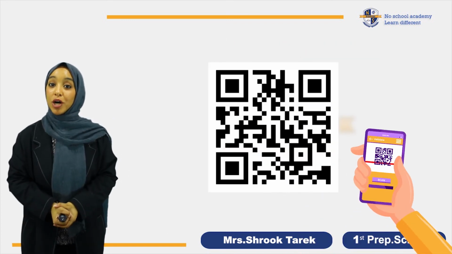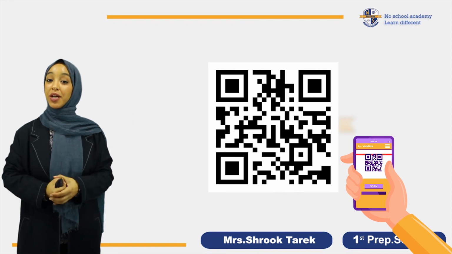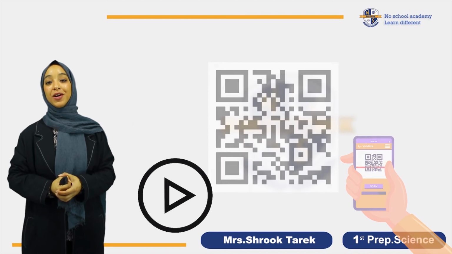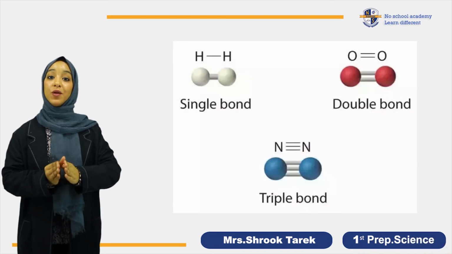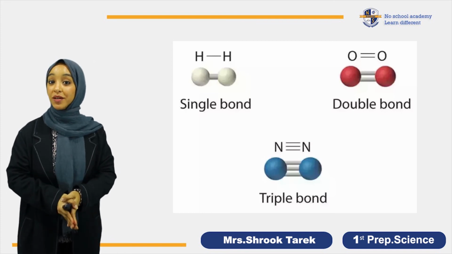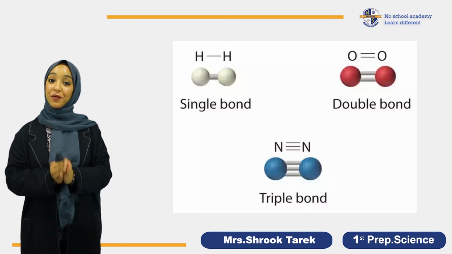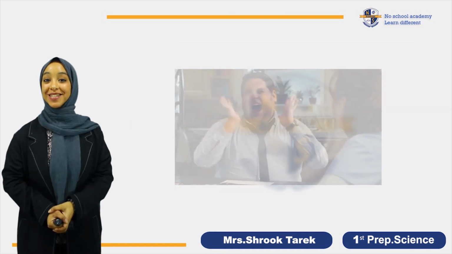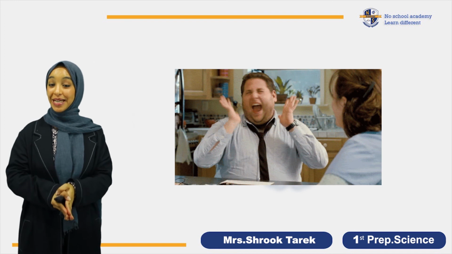لو عايزين تفهموا أكتر, scan the QR code, watch this video on different ionic and covalent bond, and come back علشان نخلص الدرس مع بعض النهاردة. الصورة اللي موجودة هنا بتوضح الثلاثة different types of covalent bonds. Single covalent bond as in hydrogen, double covalent bonds as in oxygen, and finally triple covalent bonds as in nitrogen. Yes, we are done with today's lesson. Thank you so much for your attention.